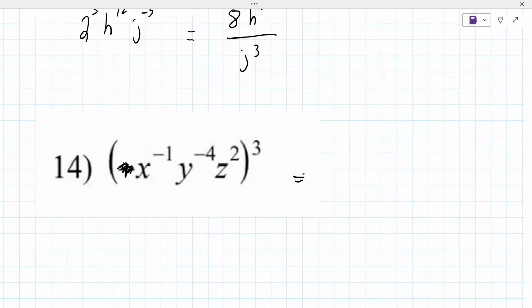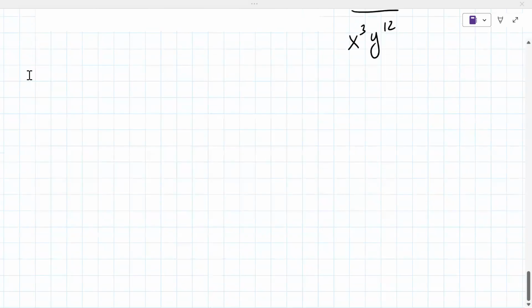I got z to the sixth over x to the third, y to the 12th. All right, very good. Now we're going to go back and I'm going to do 13, and then we'll talk about how to do 14, or the little negative thing, see how that matters. Actually, hang on. So I'm trying to avoid negative exponents. It doesn't look like I can much further.